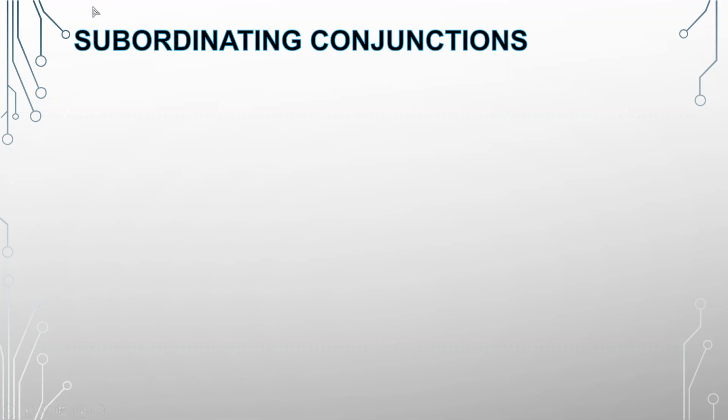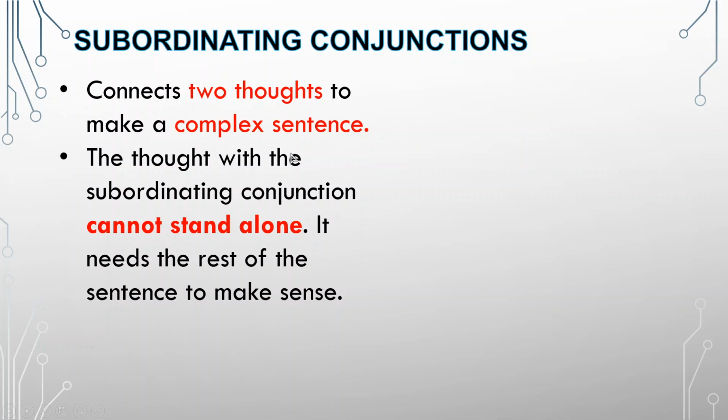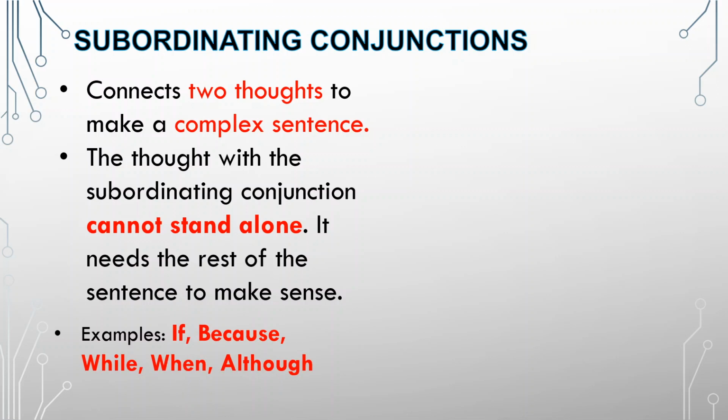Subordinating conjunctions. So what are subordinating conjunctions? They connect two thoughts to make a complex sentence. So this is the meaning of a subordinating conjunction. The thought with the subordinating conjunction cannot stand alone. It needs the rest of the sentence to make sense. So for example, here are the subordinating conjunctions that we used before. So if, because, while, when, and although. These words are what we call subordinating conjunctions. And with these subordinating conjunctions, the words with it cannot stand alone.